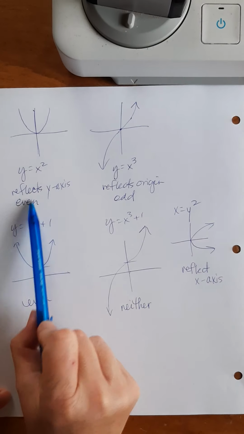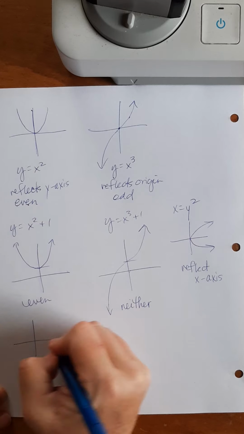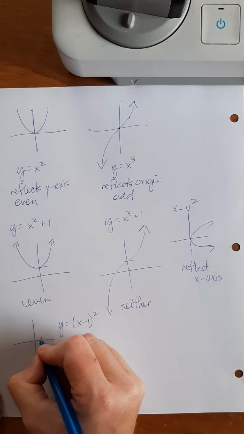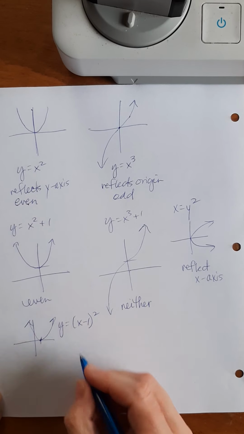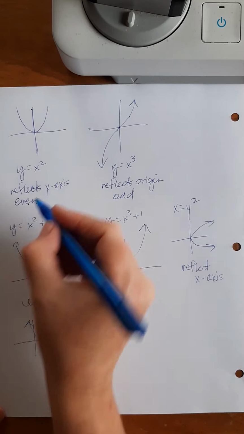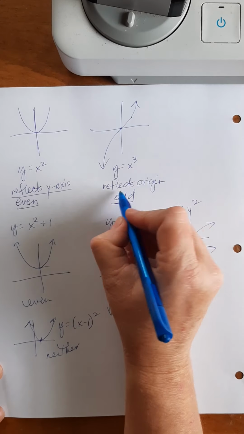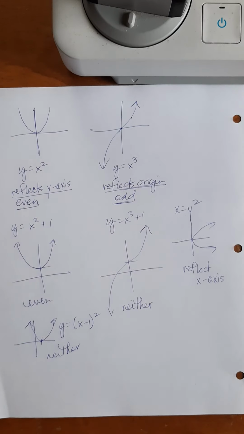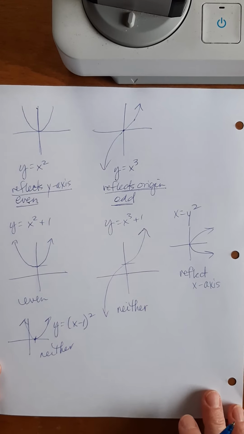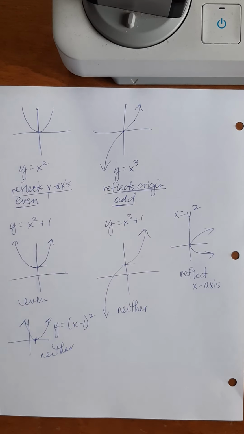So even, the y-axis cuts it in half. Now if it was something like y = (x - 1)², where you go right 1 in a parabola, that's a neither, because the y-axis does not cut it in half. So even, reflected on the y-axis. Odd, reflective on the origin.